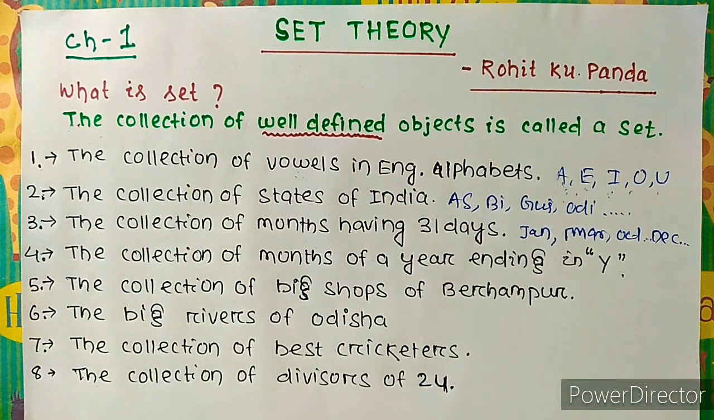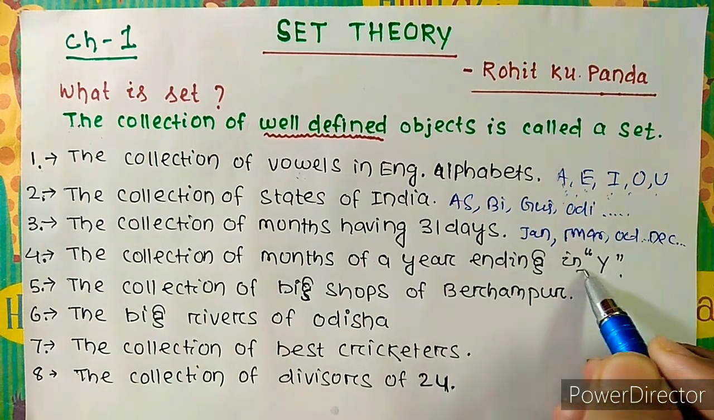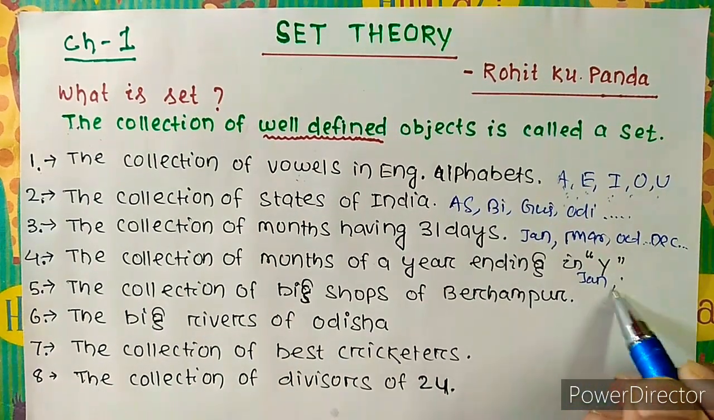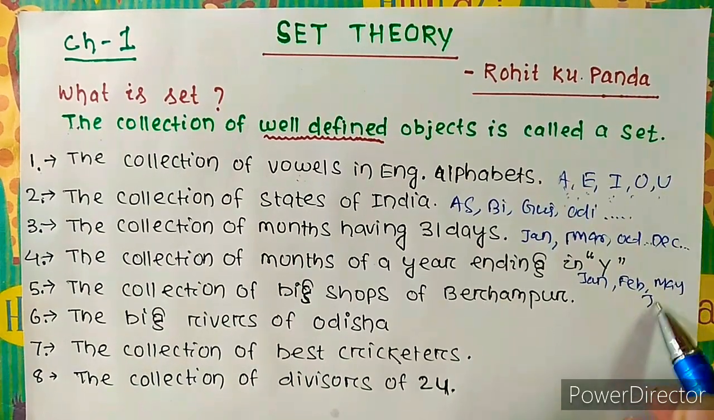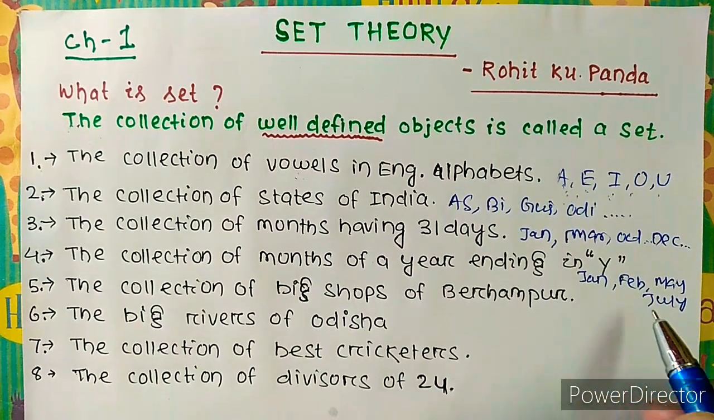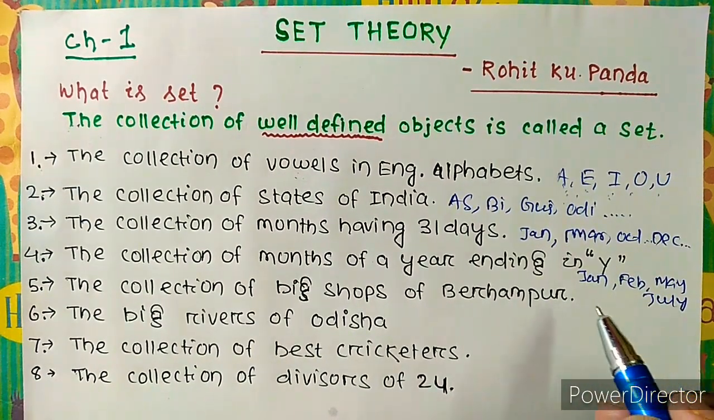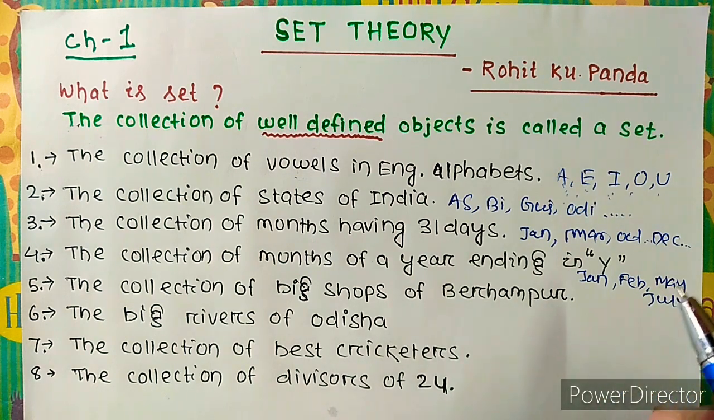And the next one is the collection of the months of a year ending in Y. There are 12 months, that is January, February, March, April, like this. But we have to write only those months having Y at the end. So what will the answers be? The answers will be January, February, May and July. So these four months have Y at the end.